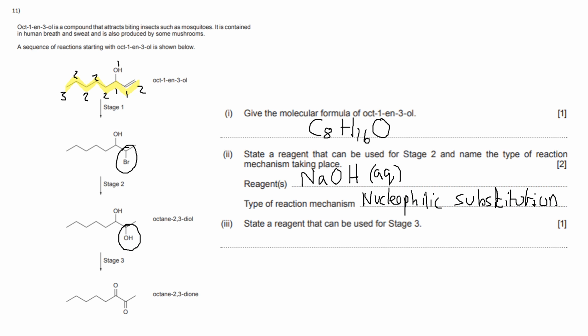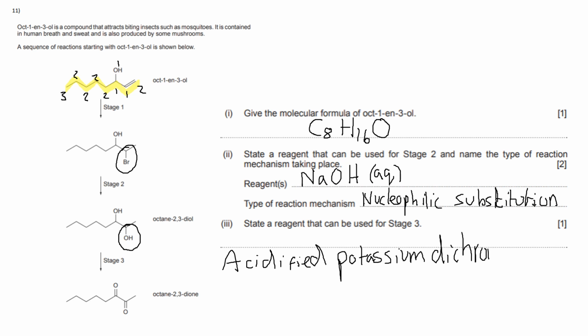And state a reagent that can be used for stage 3, so it's the alcohol oxidation, so you'd need to say acidified, that's really important, acidified potassium dichromate. And it's very important if you write the name that you give the oxidation number of the chromium, which is 6, so 6 in Roman numerals.